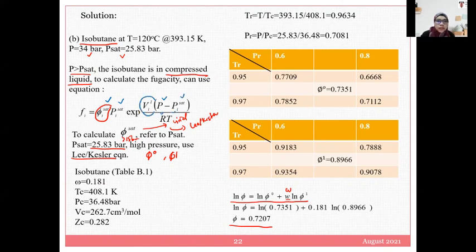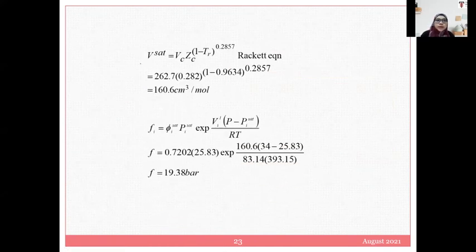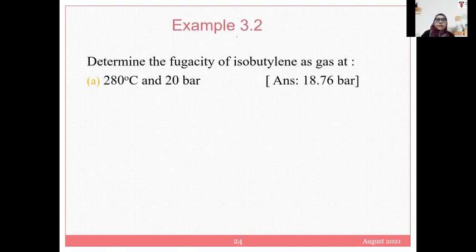So how can we determine the molar volume? Since this is for the liquid, you may use the Rackett equation. By using the Rackett equation, we can obtain all the unknown values, and then inserting all the values, it gives you the fugacity at 19.38 bar. Okay, we have another example.